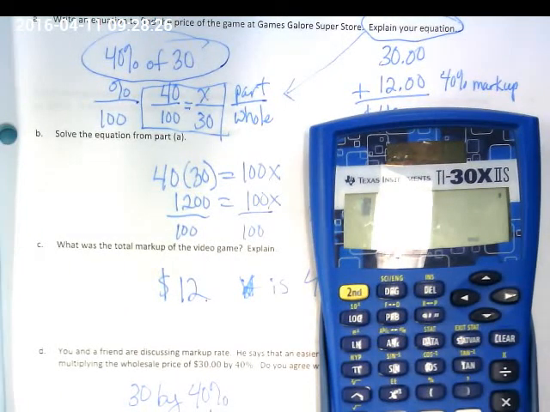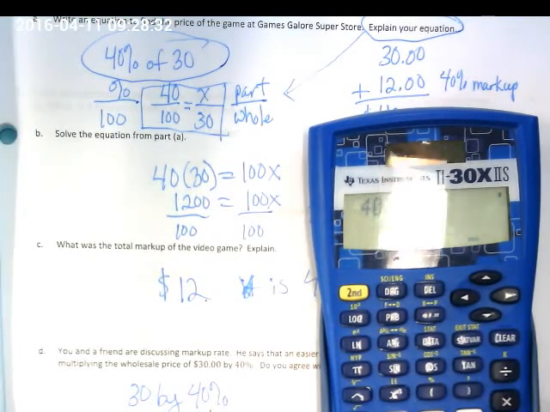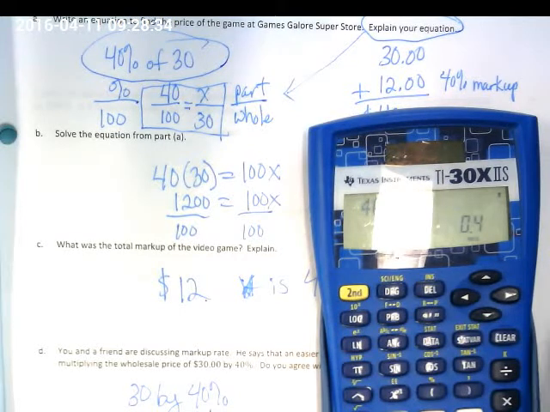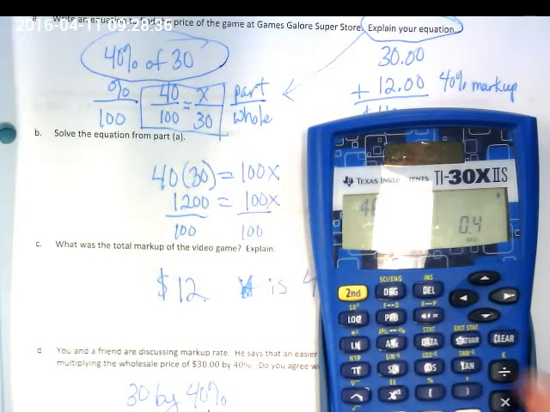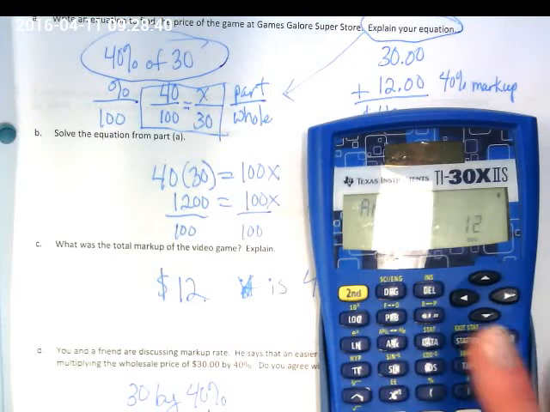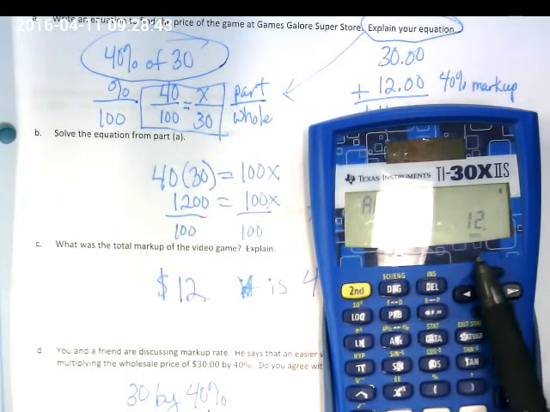What's the fraction for 40%? 40 over what? 100. 40 divided by 100 will give you the decimal. And then can I multiply that by 30? Look what the answer popped up as. It does work.